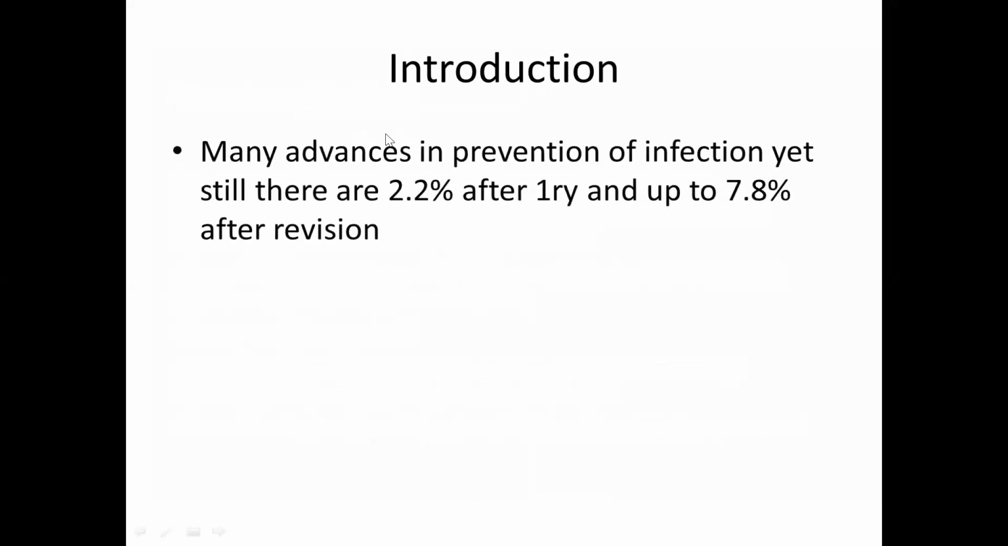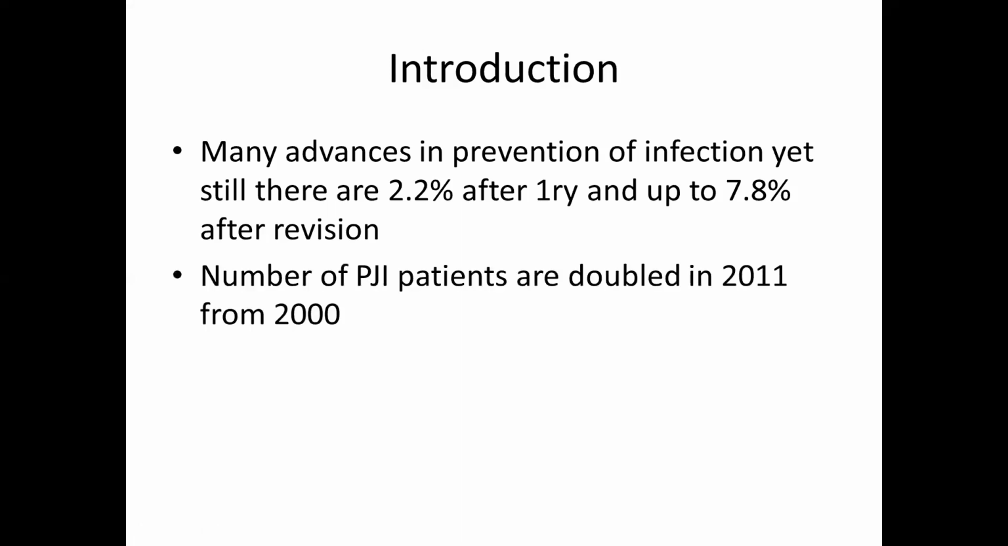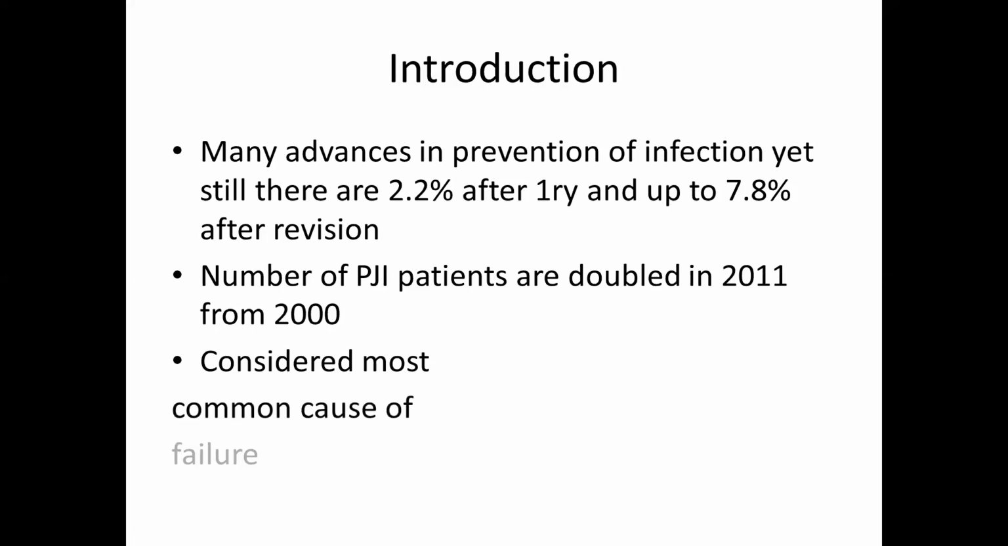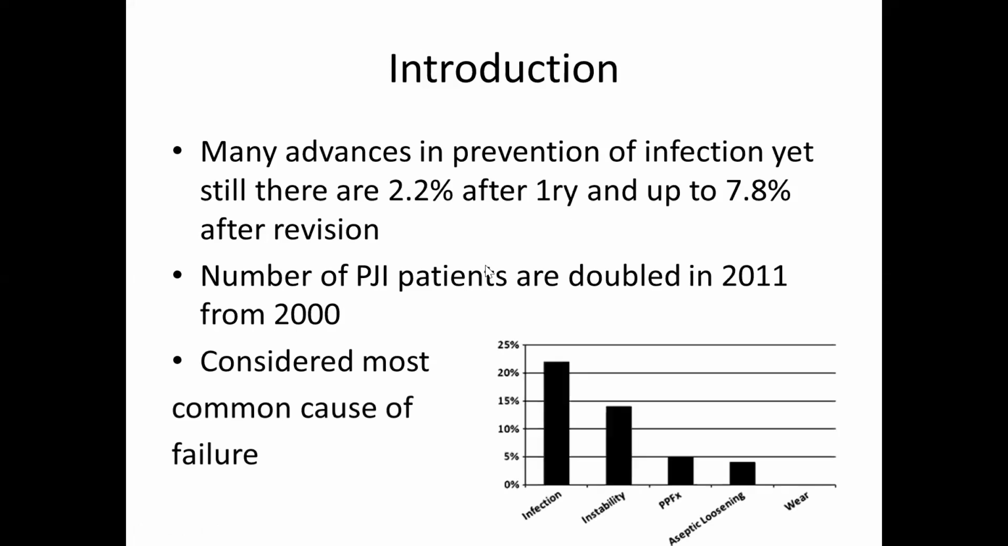So as an introduction, there are many advances in the prevention of surgical infection, yet post-operative infections are still increasing. There is still 2.2 percent after any primary joint replacement surgery, and revision up to 7.8 percent. In much of the recent literature, these numbers have doubled over the last 10 years. So one must consider it a common cause of failure in total joint replacement.